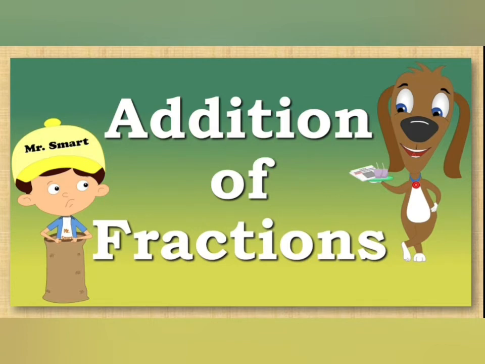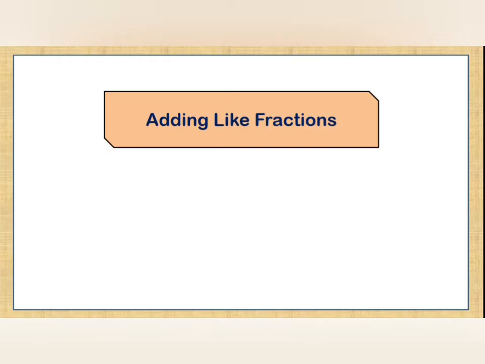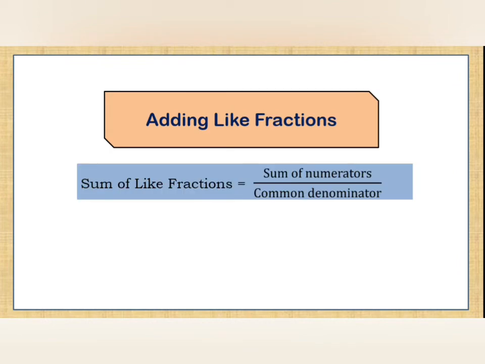Now, addition of fractions. First, we are going to see how to add like fractions. Here is the formula. Sum of like fractions is equal to sum of all numerators divided by the common denominator.